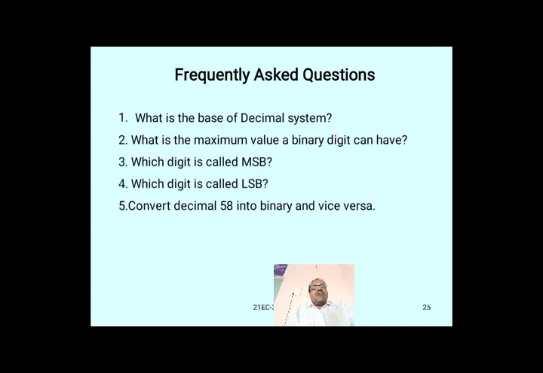Different questions that we have, which can be used in the examinations, are: What is the base of decimal system? What is the maximum value a binary digit can have? Which digit is called MSB? Which digit is called LSB? Convert 58 into binary and vice versa. Please make a note of these 5 questions, and exercise questions also I have given. Please complete this assignment and submit in the next class.